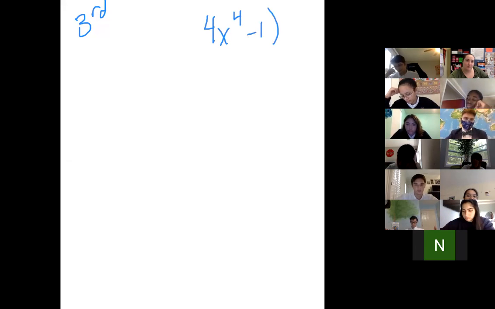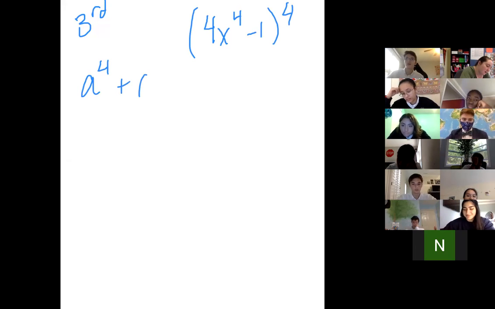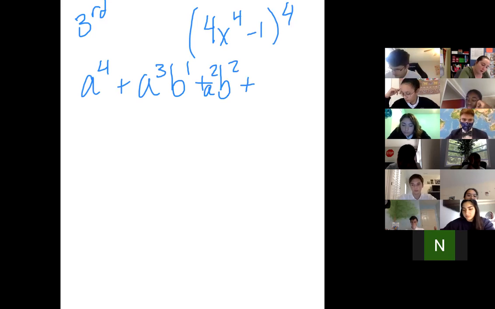Okay, sorry, the third term in the expansion of 4x to the 4th minus 1 to the 4th. So again, I'm going to map out when I have to the 4th power, it's a to the 4th plus a3b1 plus a2 b2 plus, okay, I'm not going to keep writing it out because this is the third term.